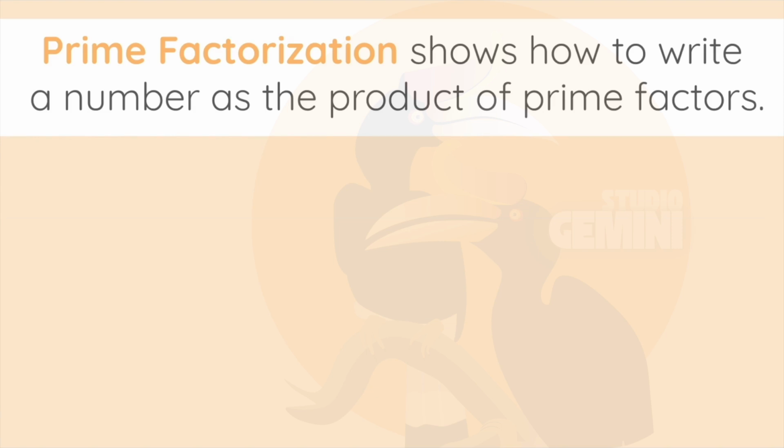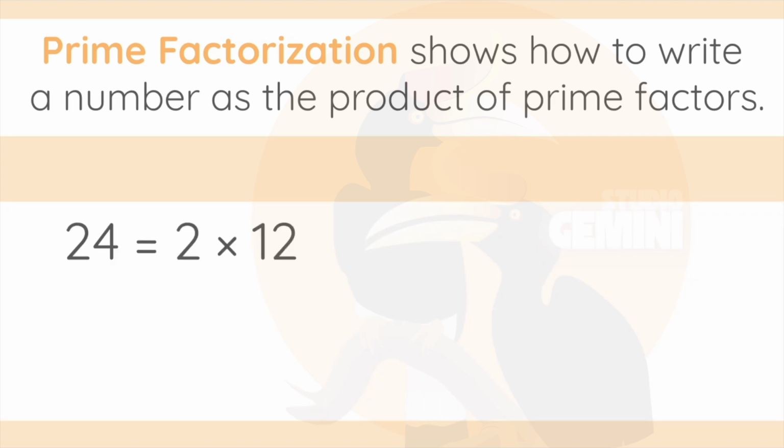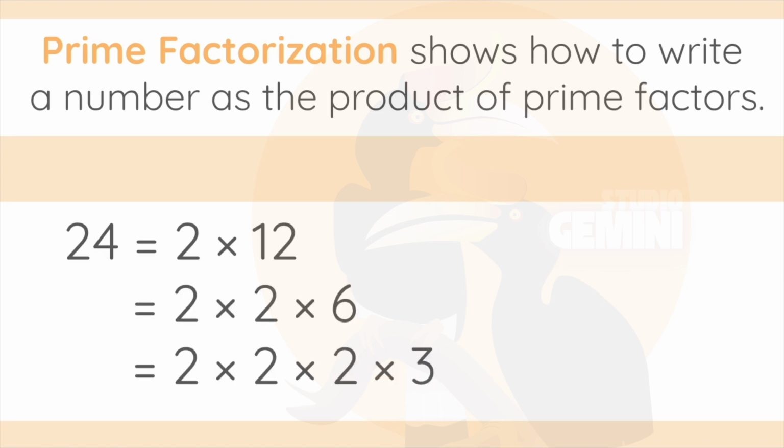So, for example, let's look at the prime factorization of 24. 24 is equal to 2 times 12, and 12 breaks down to 2 times 6, and 6 breaks down to 2 times 3. That means 24 can be broken down into 2 times 2 times 2 times 3. These factors are prime and can't be broken down further, so this is the prime factorization of 24. Prime factorization is useful because it helps us see whether one number is a factor of another.